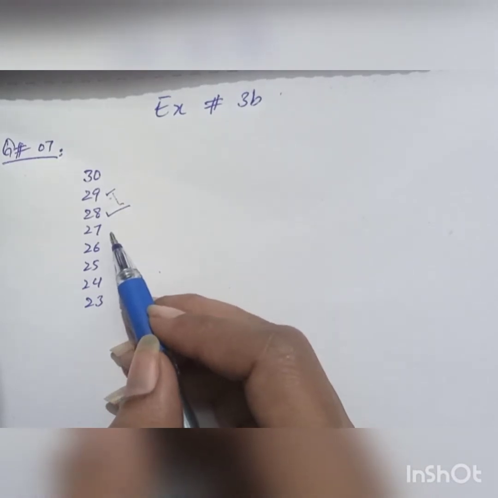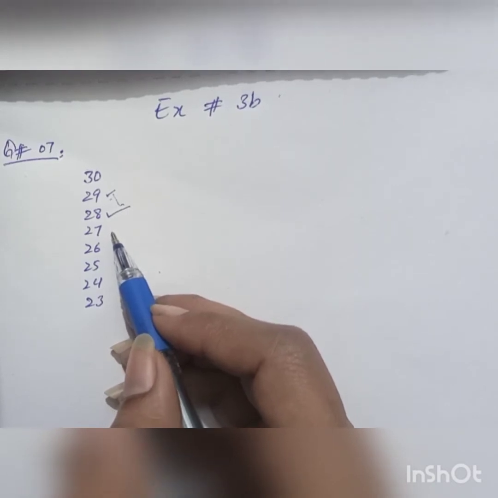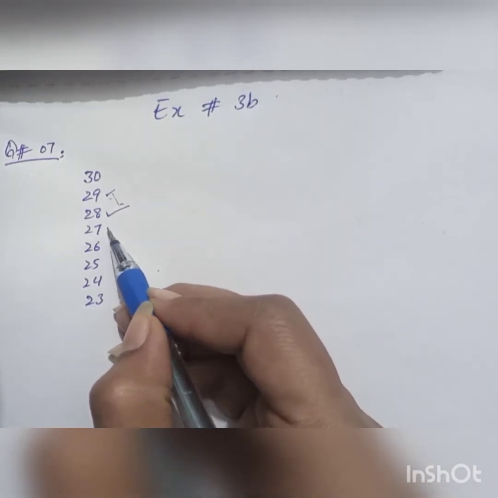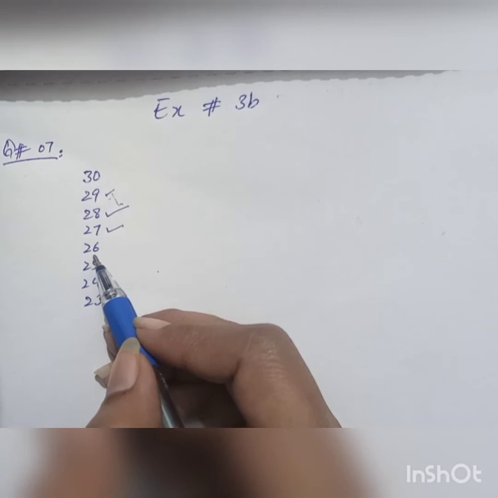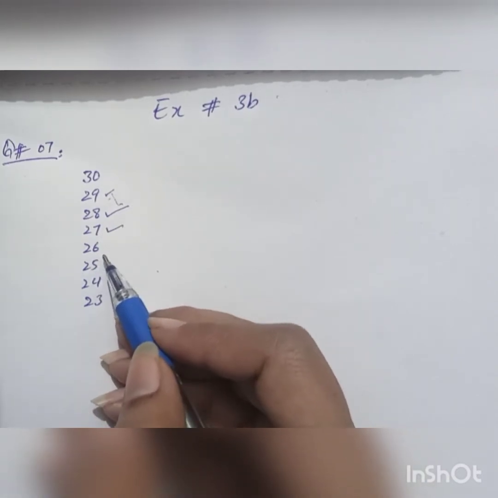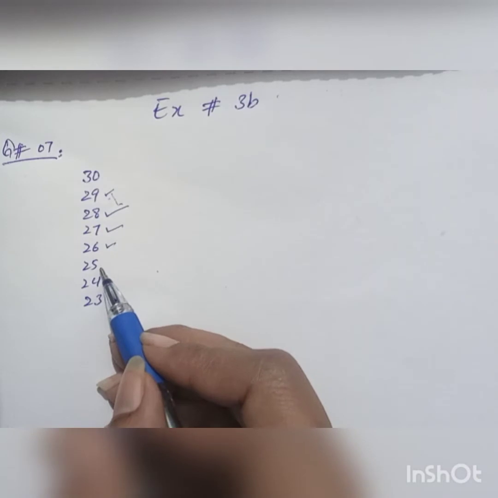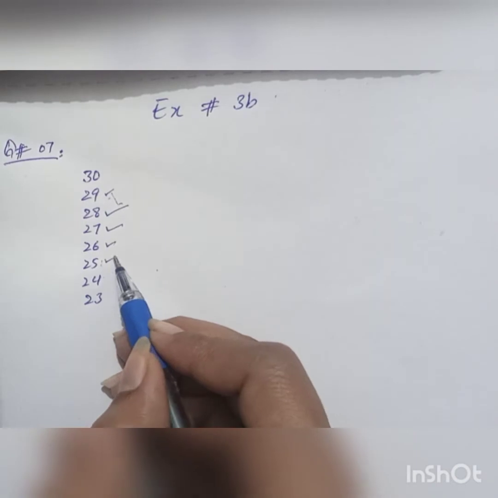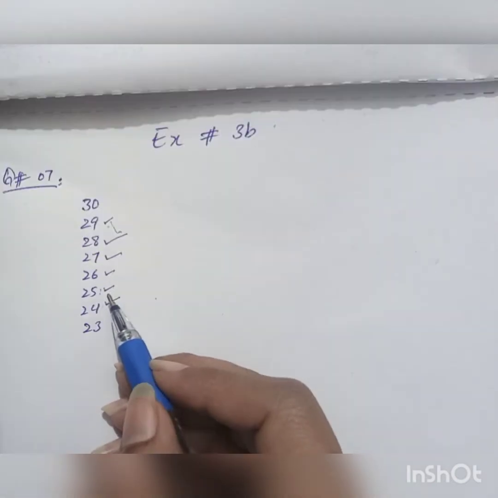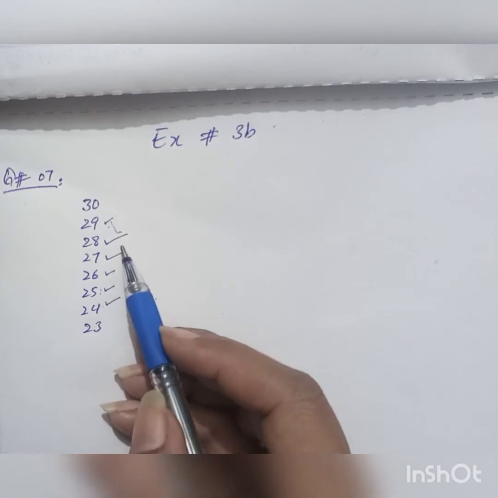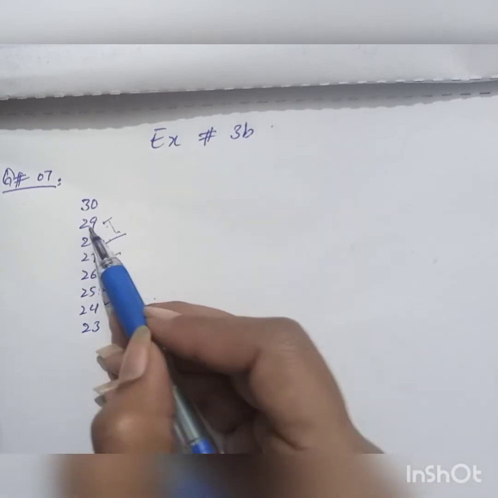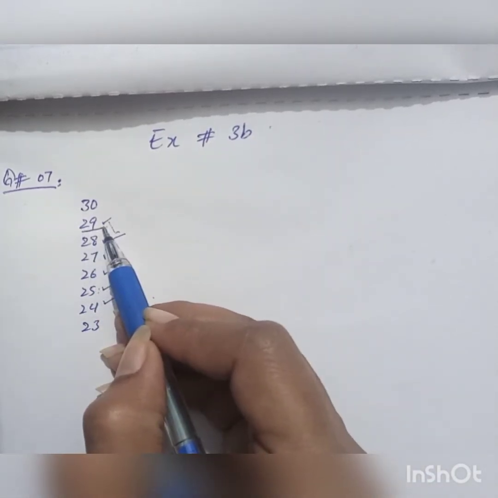Now 27. 27 also has more than 2 factors. 1, 3, 9, 27 are the factors of 27. So 27 is also a composite number. And next one is 26. 26 is also a composite number as it has more than 2 factors. And next one 25 and 24, as both of these are also composite numbers because they contain more than 2 factors. So we have to write just 5 consecutive composite numbers that are 28, 27, 26, 25 and 24. 29 is not included as it is a prime number.